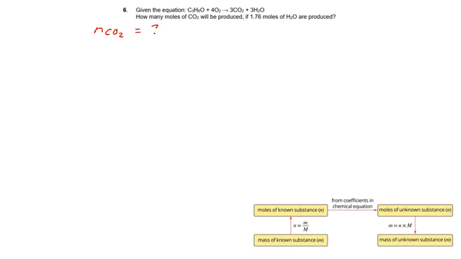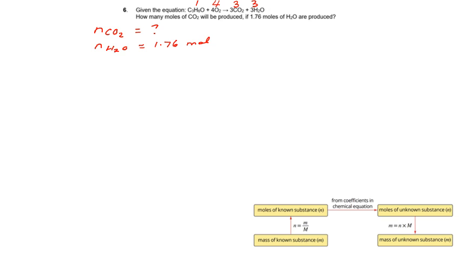What we've been told already is we know the number of moles of H2O, and that equates to 1.76 moles. Now remember in class we said that if we're trying to compare how many moles of something we have, we look at the ratio of the coefficients at the top. If I have a look at this, I have 1 mole over here, 4 moles over here, 3 moles over here, and 3 moles over here.